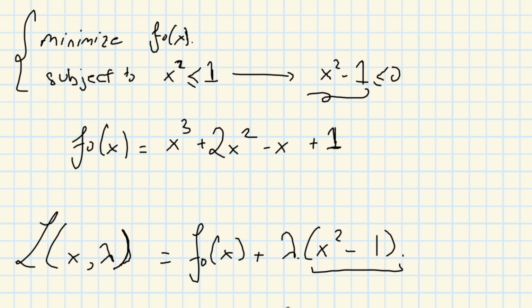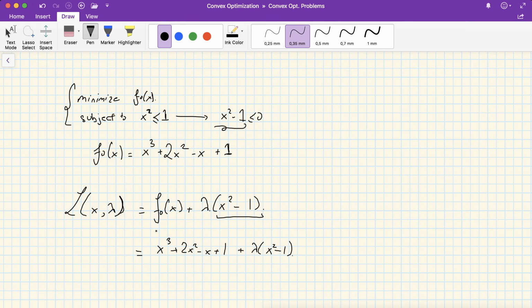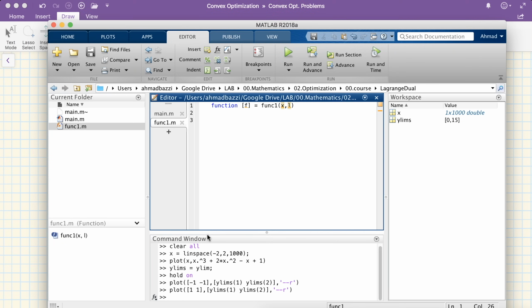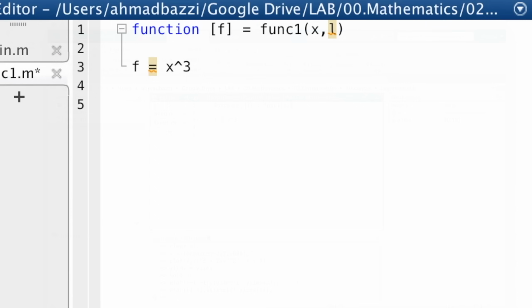It's here. Okay? So plugging the form of f0 of x, we get x cubed plus 2x squared minus x plus 1 plus lambda times x squared minus 1. So I'm going to copy this function right here. So f is x cubed plus 2x squared minus x plus 1 plus L times x squared minus 1.